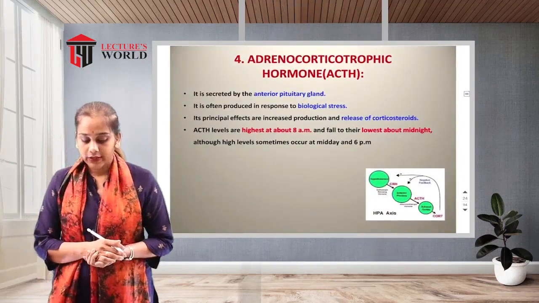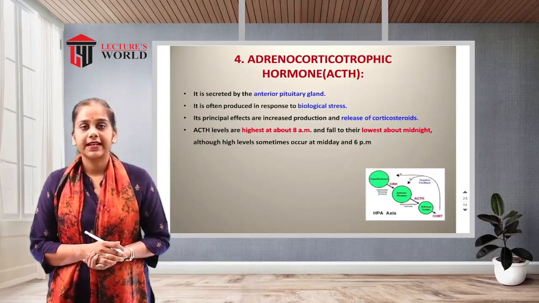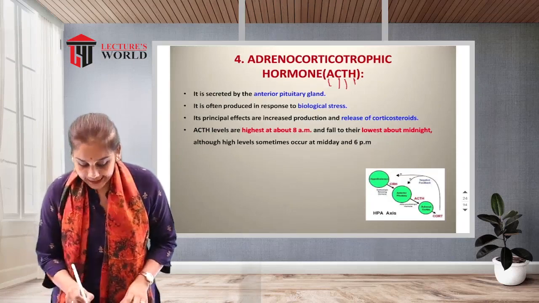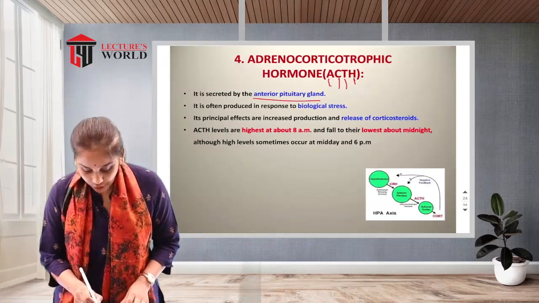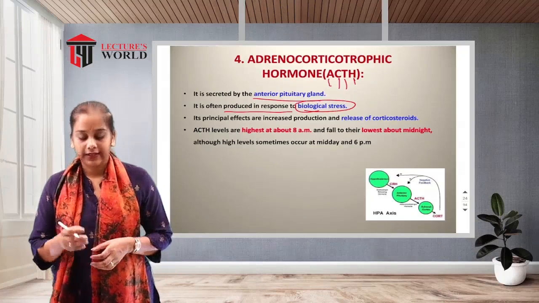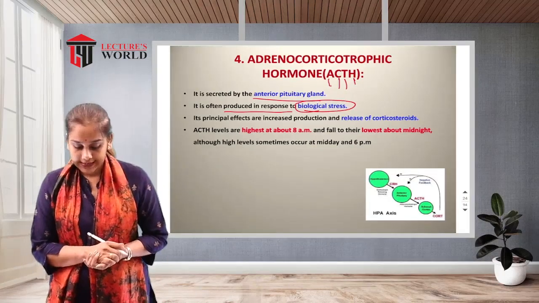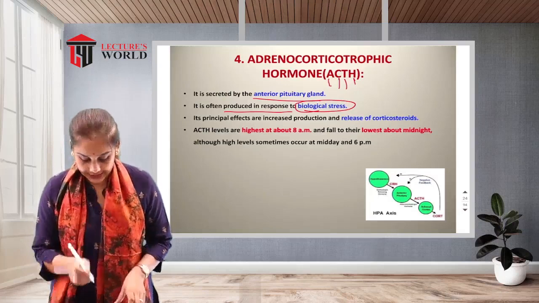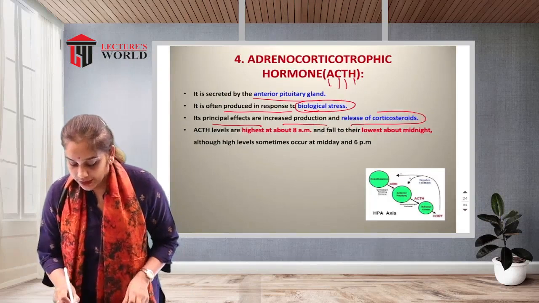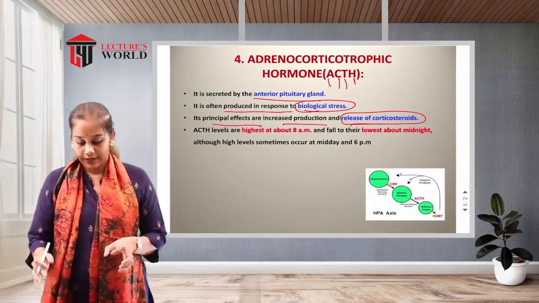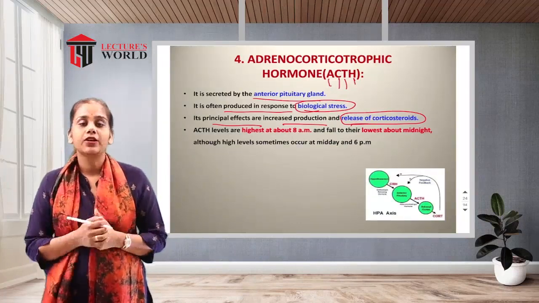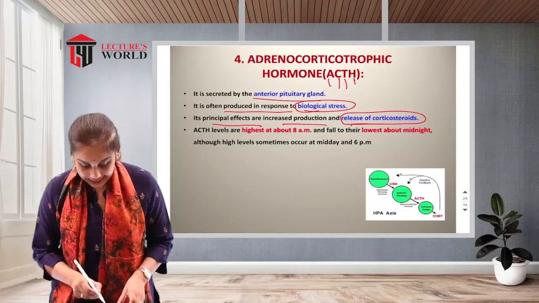Then the fourth one is adrenocorticotropic hormone, represented as ACTH. It is secreted by the anterior pituitary gland, often produced in response to biological stress. So it is also a factor that can cause the secretion of ACTH, at times of biological or physical stress. Its principal effects are to increase the production and release of the corticosteroid.